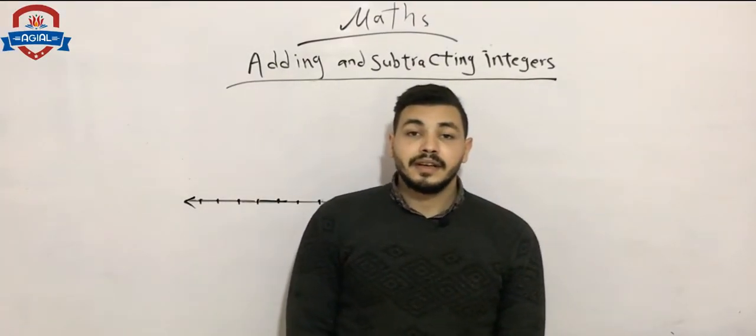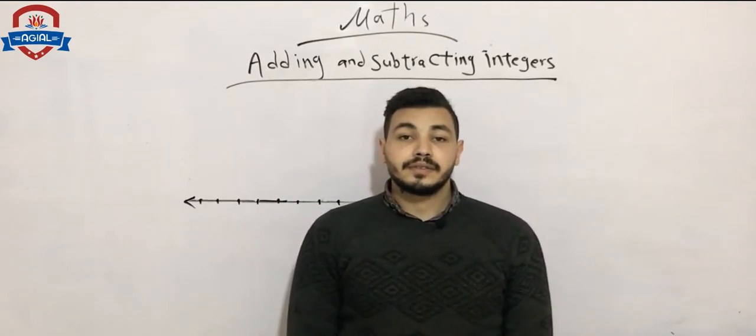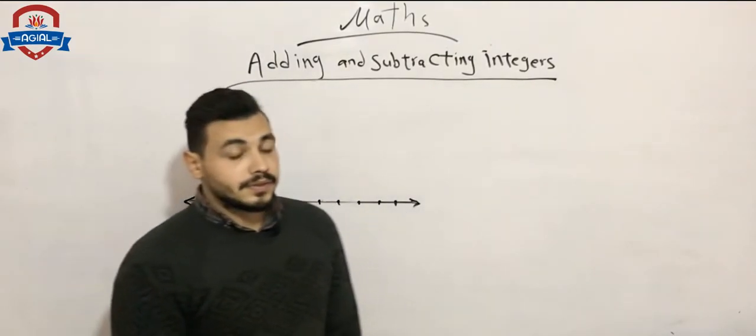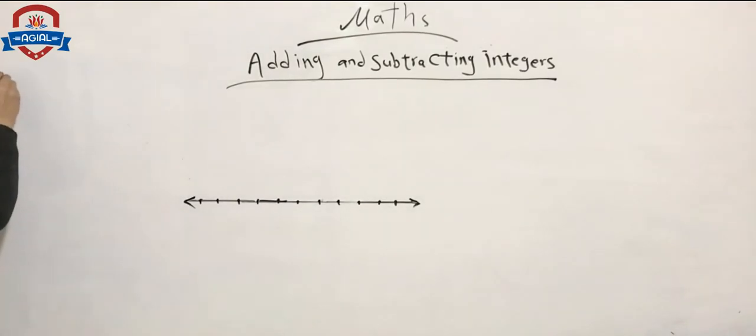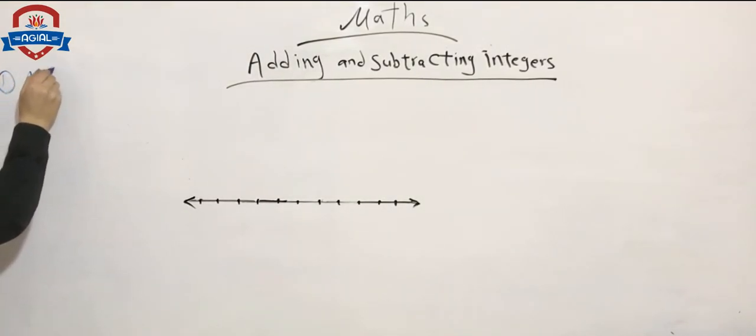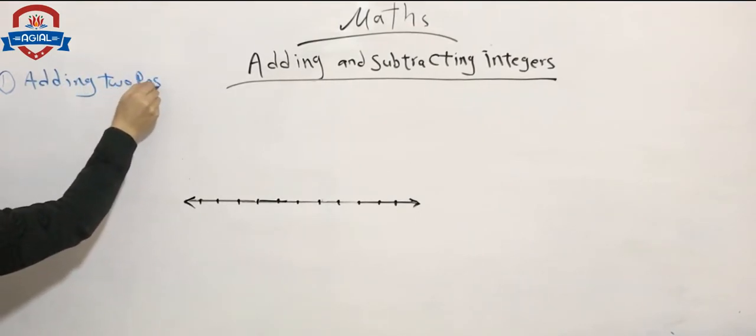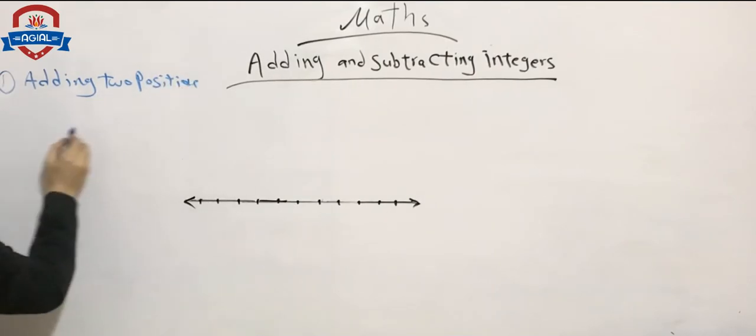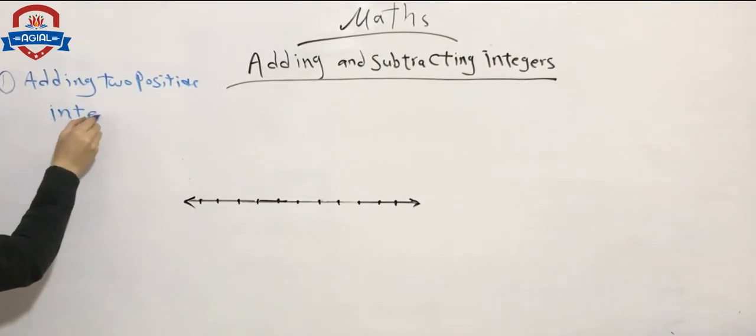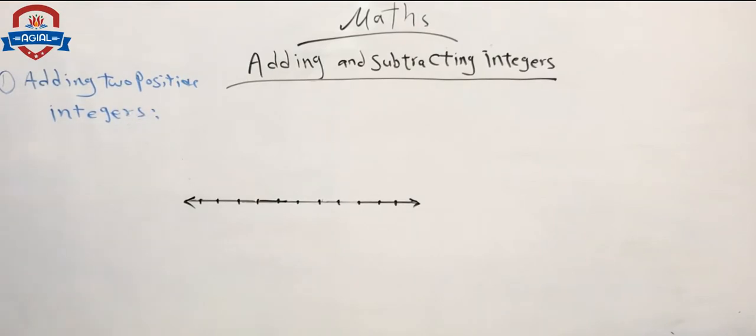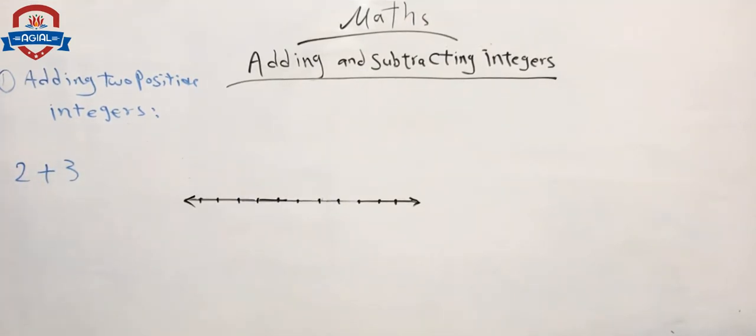We are going to study adding and subtracting integers. First, adding integers. We have adding two positive integers. For example, if we need to add two numbers, 2 plus 3. 2 is the first number and 3 is the second number.